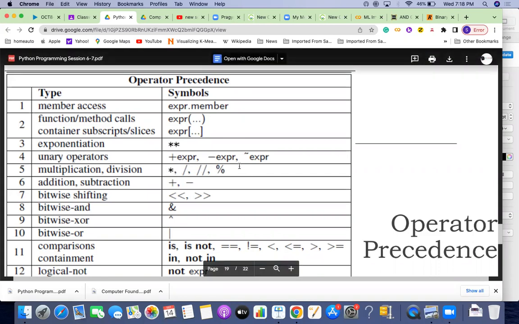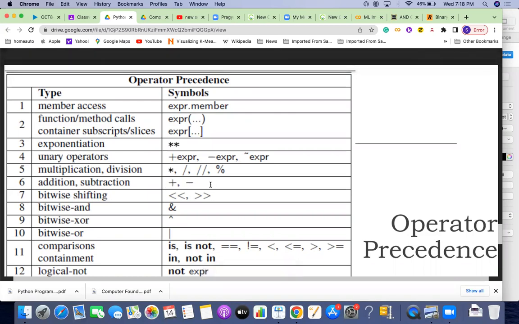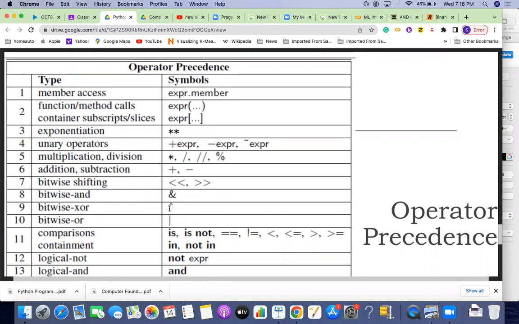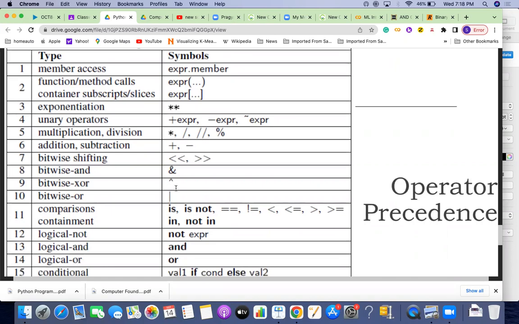These are the fifth priority. Addition will be the next priority. Bitwise shift is the next priority, and bitwise AND is the next priority. Bitwise OR and XOR are next. So this is the priority.